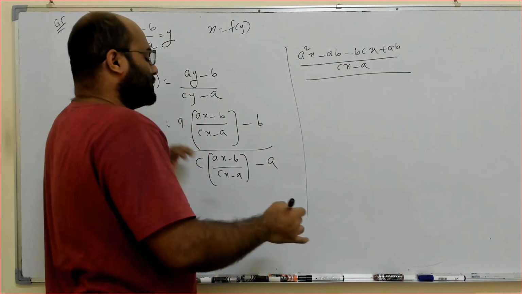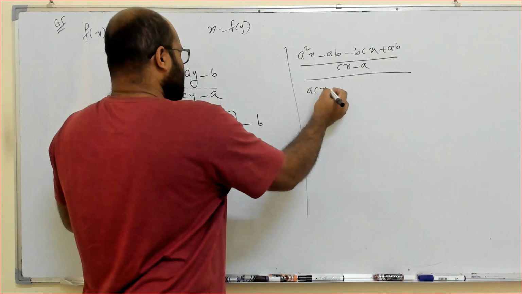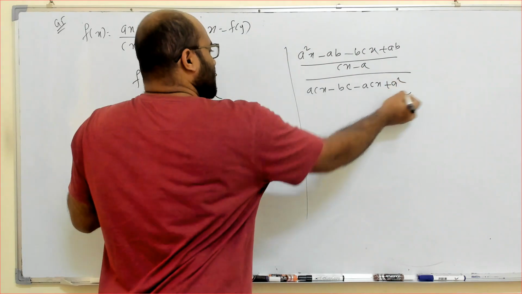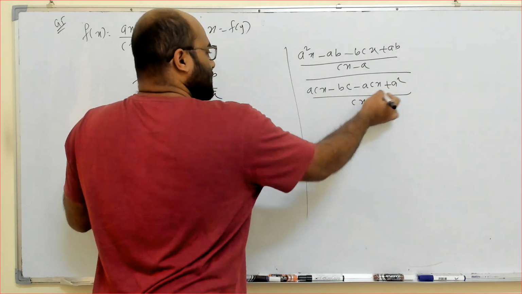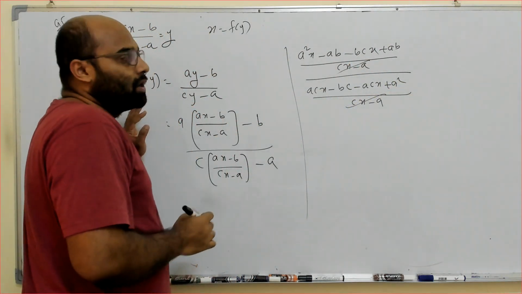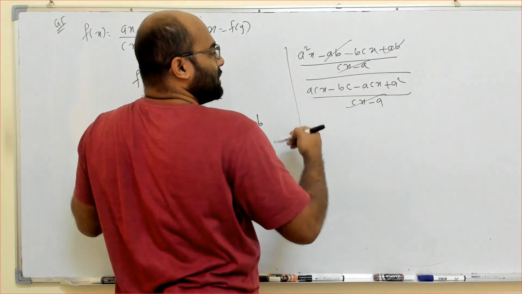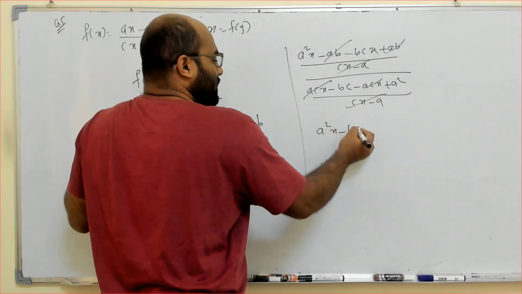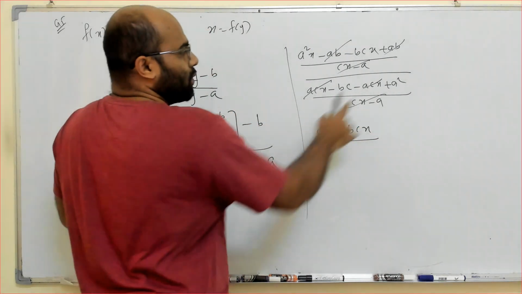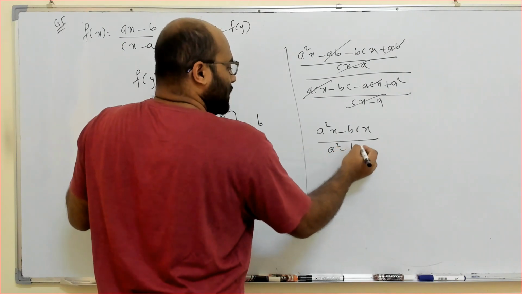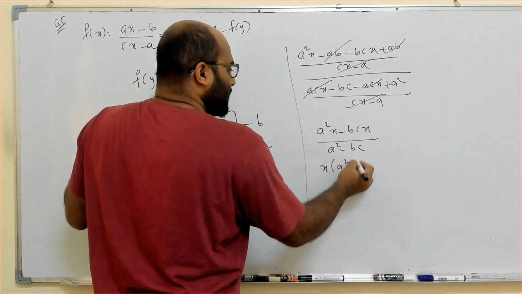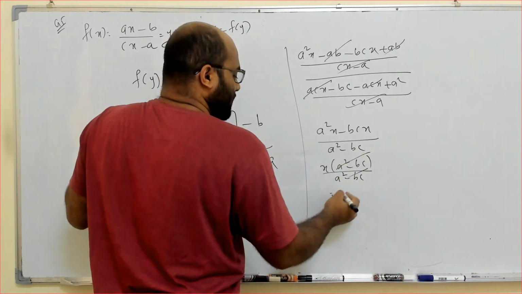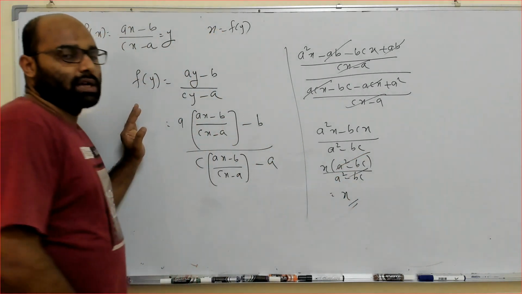All divided by, the same procedure down also. acx minus bc minus acx plus a square, divided by what? cx minus a. This we can cut. After that, minus ab plus ab we can cut. acx we can cut. So a square x minus bcx divided by what? a square minus bc. You can take x outside. a square minus bc divided by a square minus bc cancelled, equal to what? x. So that also we got.